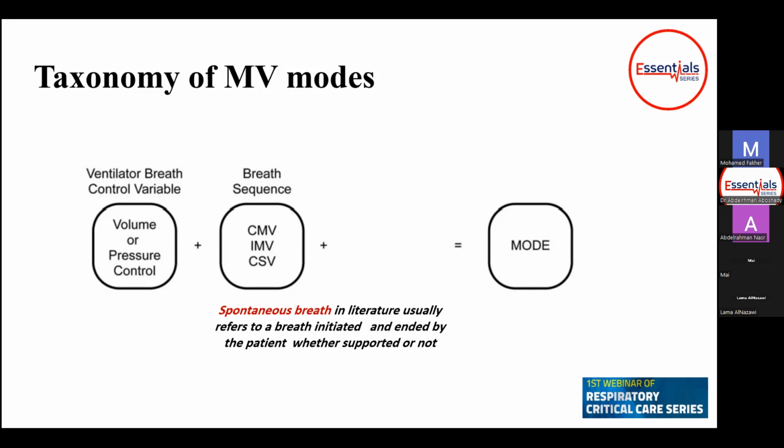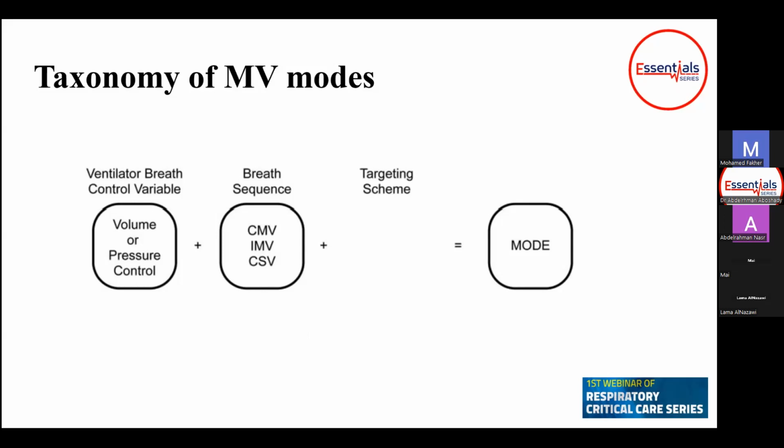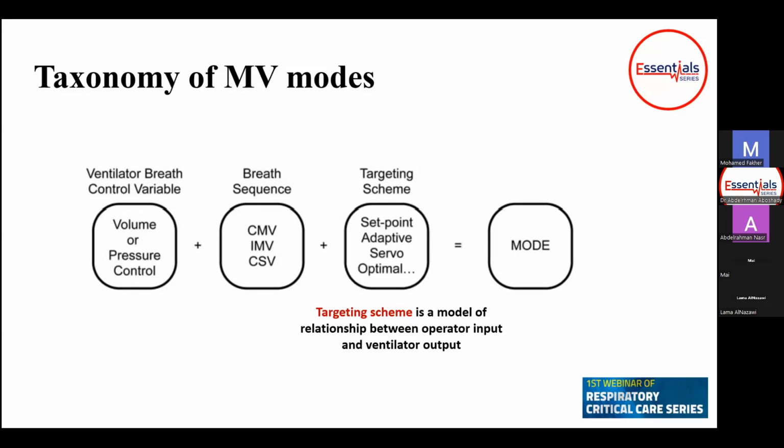The last component of taxonomy of modes is called the targeting scheme. The targeting scheme is the relationship between the operator input, the settings that the RT or the doctor set on the ventilator, and the output that happens on the ventilator. And we have 7 targeting schemes, or 7 models the ventilator can use to change the input of the doctor so we get an output in the patient.